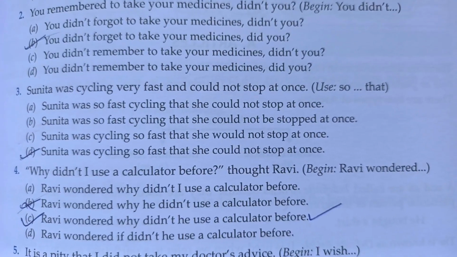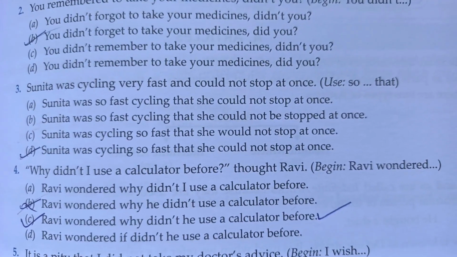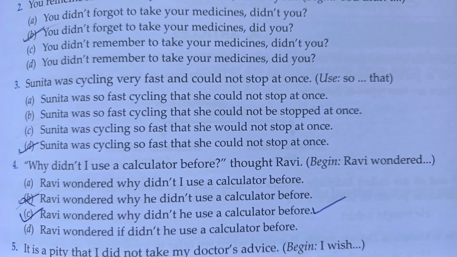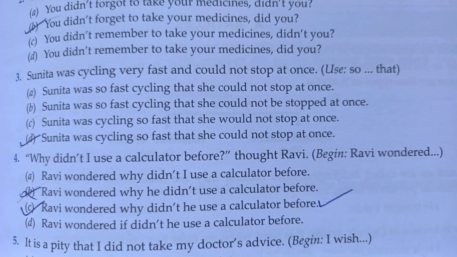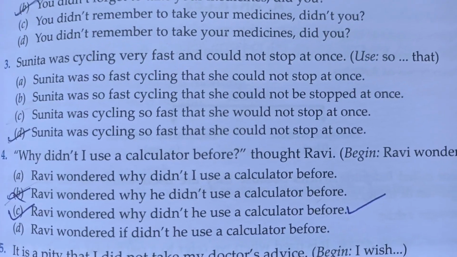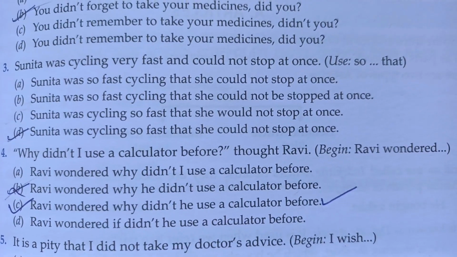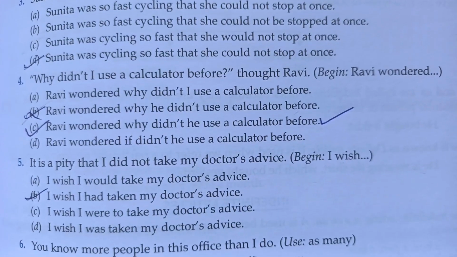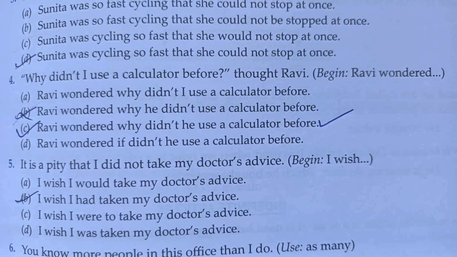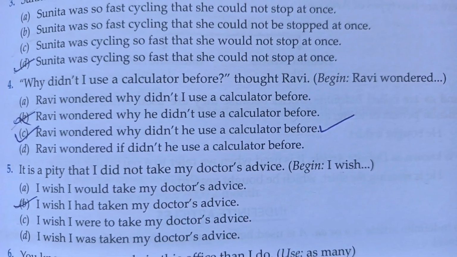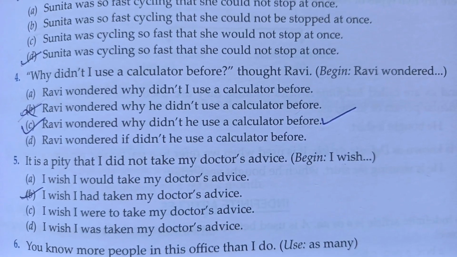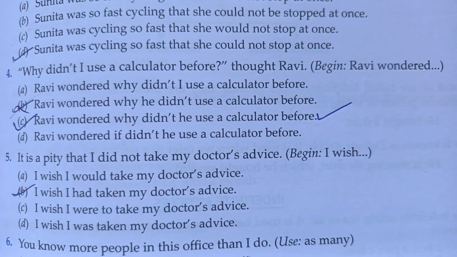Number 3, Sunita was cycling very fast and could not stop at once. So here it used so that. So option D is correct. Sunita was cycling so fast that she could not stop at once. Number 4, why didn't I use a calculator before? Thought Ravi. So it is option C. Ravi wondered why he didn't use a calculator before.